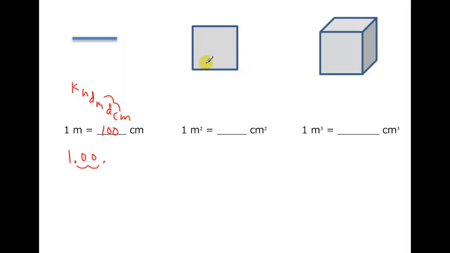Okay, so in area, that means that this 1 meter would be 100 centimeters by 100 centimeters, and multiplying those is going to give me 10,000 square centimeters. And if I have a cubic meter, that's 100 centimeters by 100 centimeters by another 100 centimeters. For a total, multiply all those together, you're going to get how many? Let's see, 1,000,000 cubic centimeters in there.